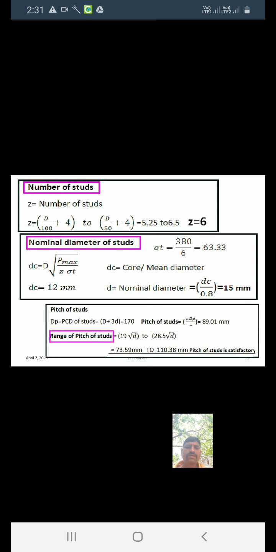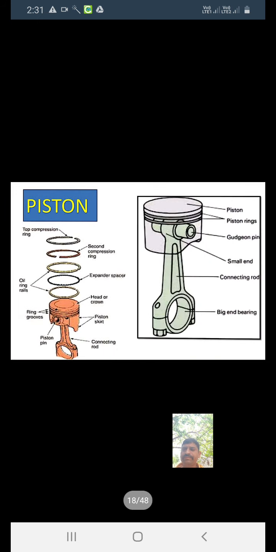Pitch of the stud is equal to 89.01. This is in between 73.59 mm to 110.38 mm. That's why the pitch of the stud is satisfactory.